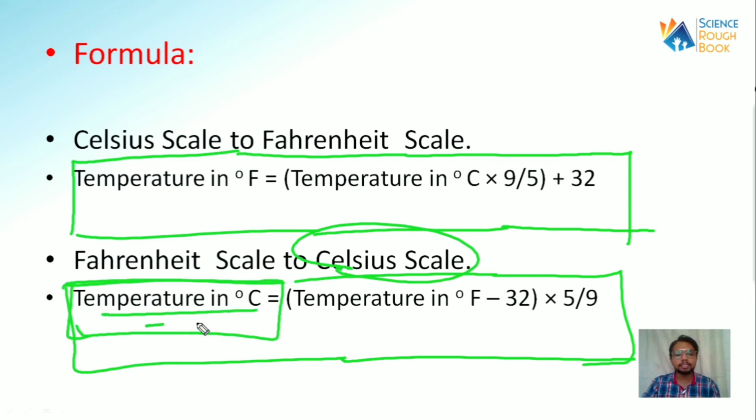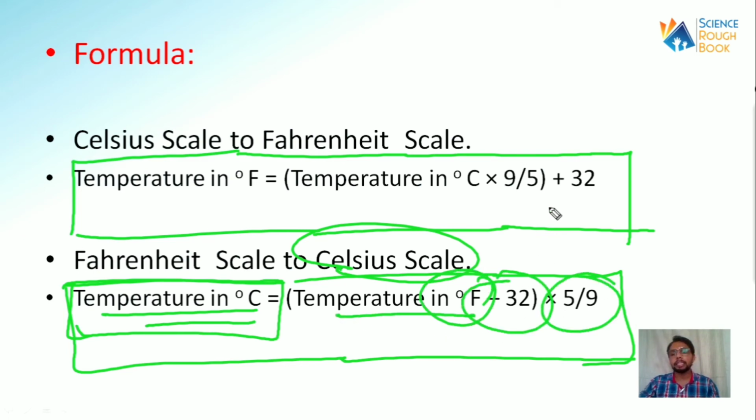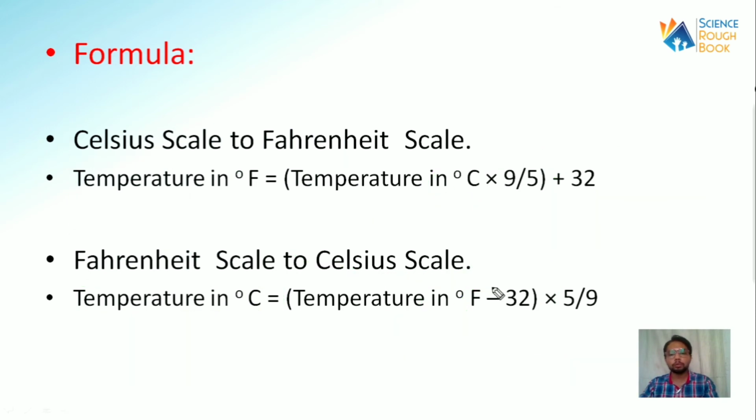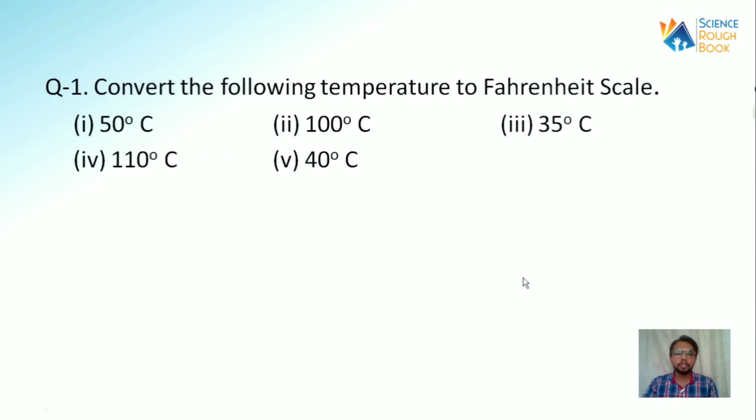That is, temperature in Celsius scale is equal to temperature in Fahrenheit scale minus 32 into 5 by 9. Here it was 9 by 5, but here it is 5 by 9. Here plus 32, here comes minus 32. Here was degree Celsius, here comes degree Fahrenheit. That is the way the whole formula changes. You can write it around 2 to 5 times in your notebook, and then it will be easy for you to remember. Now let us go with the sums.